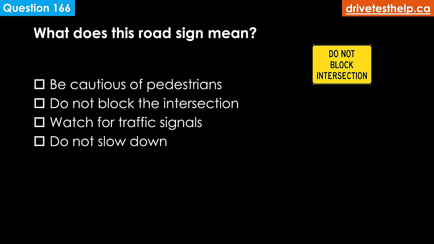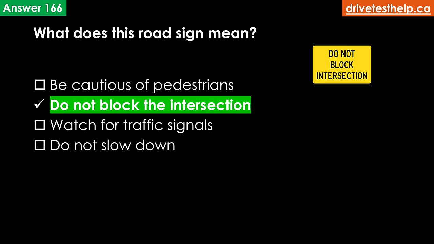The Do Not Block Intersection sign warns you not to enter the intersection if traffic is blocked beyond it, because you might end up blocking the intersection for the cross traffic. This warning sign is rectangular rather than diamond shaped because of its relatively long text.